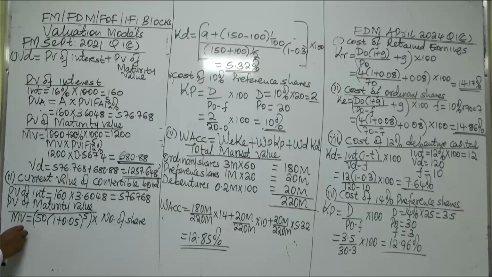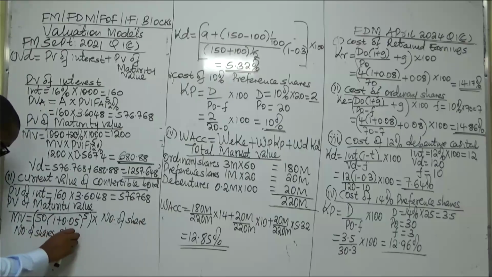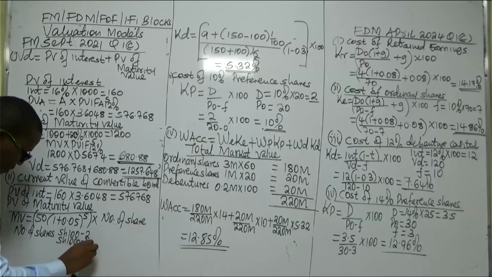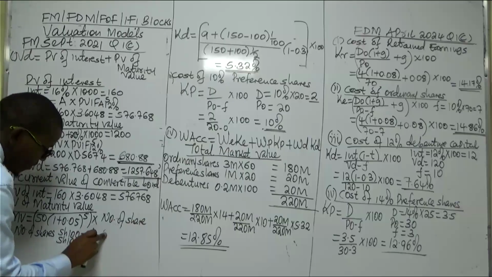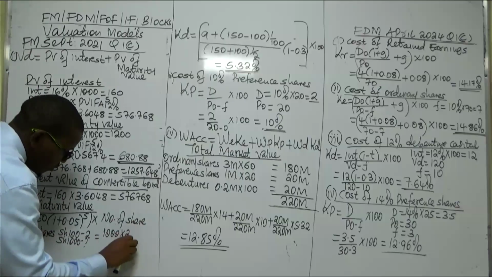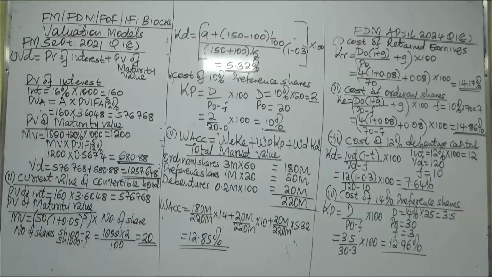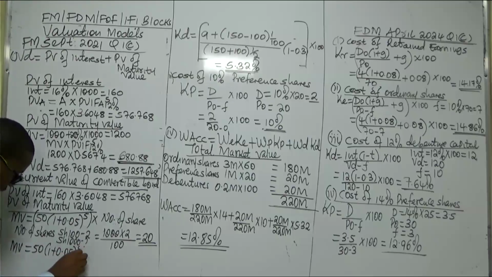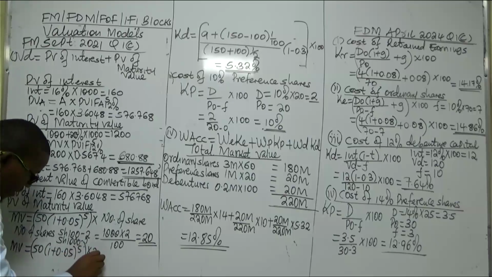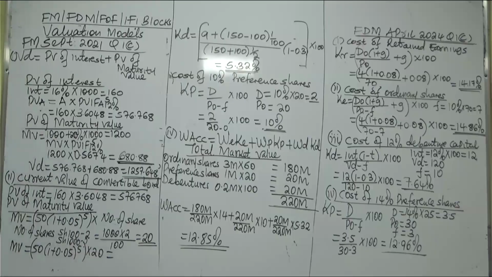The number of shares here, it is for every shillings 100 to utilize shillings 1,000 par value. It will be equivalent to how much? 1,000, you multiply by 2, divide by 100. This will be equivalent to 20 shares. So the maturity value here will be 50 times 1.05 to the power 5, all these multiplied by 20. What will be our maturity value?